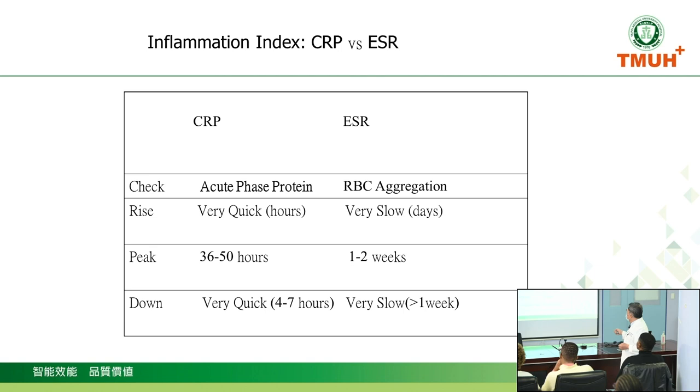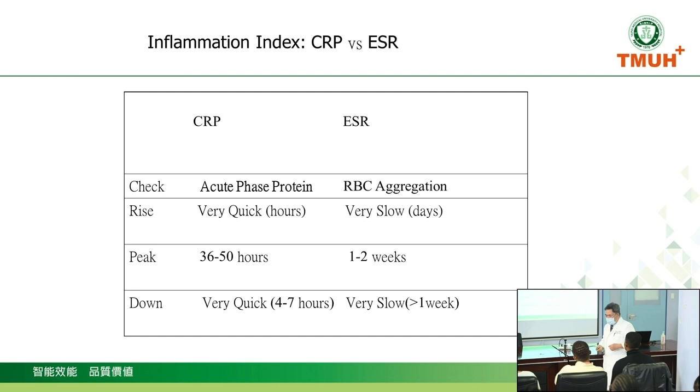Inflammation index. We have two indexes for inflammation, CRP and ESR. CRP is an acute phase protein from the liver. There are many acute phase proteins, but CRP is better to use. ESR is RBC aggregation. CRP rises very quickly, within hours, peaks at 2 to 3 days, and then goes down very quickly.